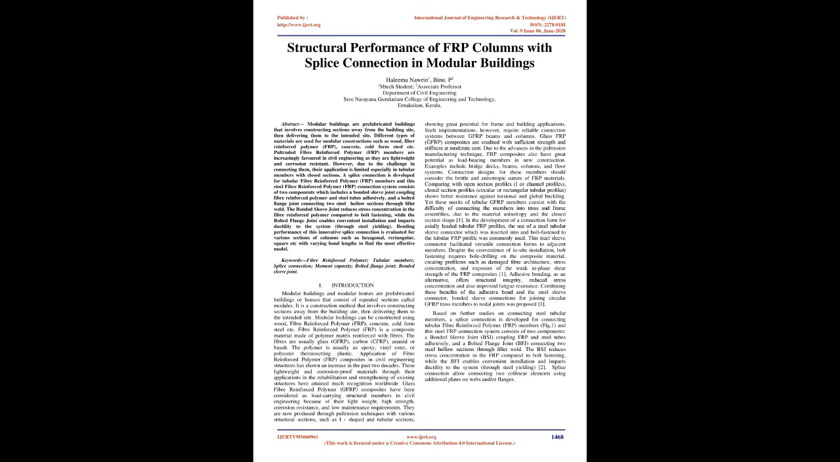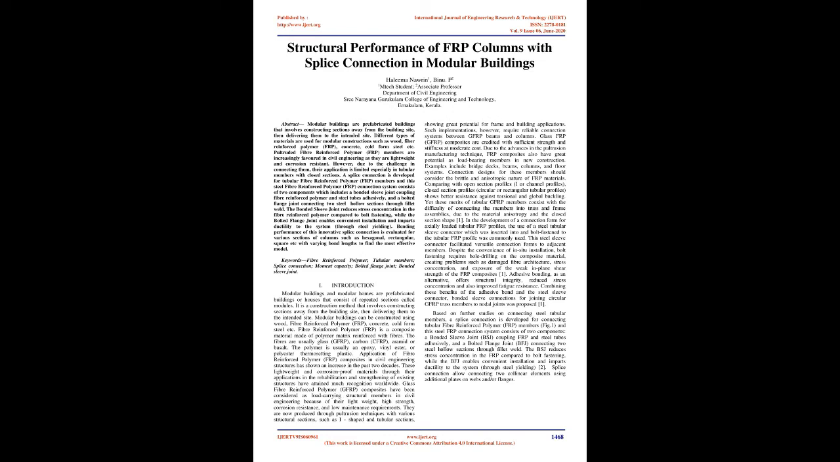Introduction. Modular buildings and modular homes are prefabricated buildings or houses that consist of repeated sections called modules. It is a construction method that involves constructing sections away from the building site, then delivering them to the intended site. Modular buildings can be constructed using wood, fiber reinforced polymer, FRP, concrete, cold form steel, etc.